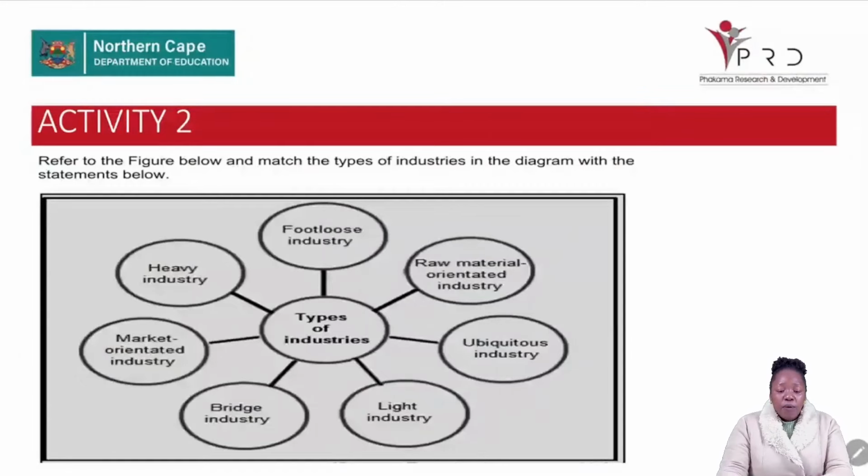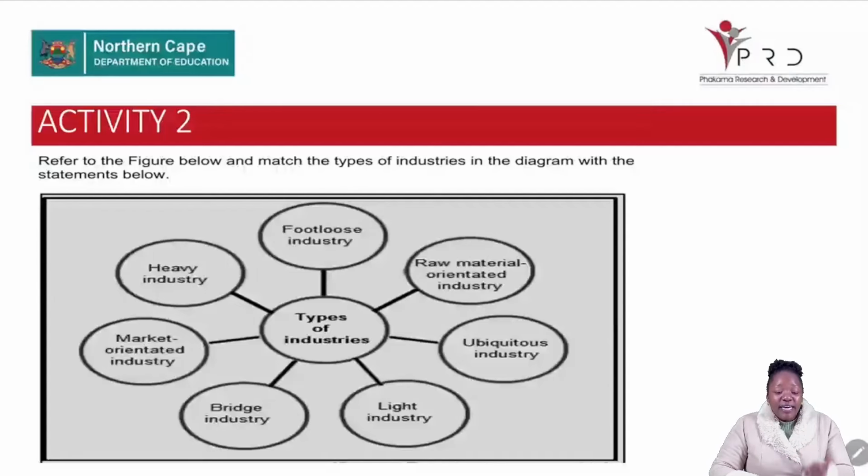So these are our questions. They will give you the definitions, and you're supposed to identify, by reading the definition, which industry it belongs to. You've got 5 questions there. The first one: the industries that produce perishable goods. We have discussed that industry.